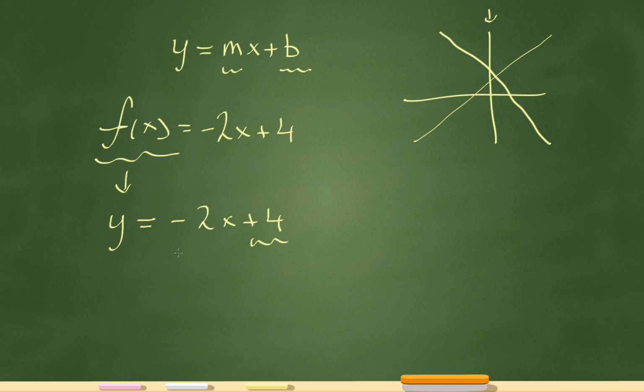Now the slope here is negative 2. That means it must be going downhill. Now if I look at the answer choices carefully, the only ones that are going downhill are answer choice A and answer choice D. Answer choice C is going uphill. So now I'm just left with A and D.